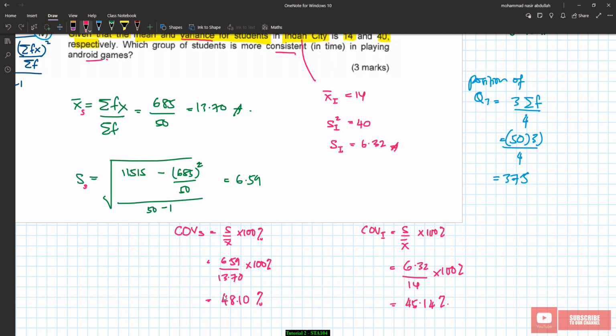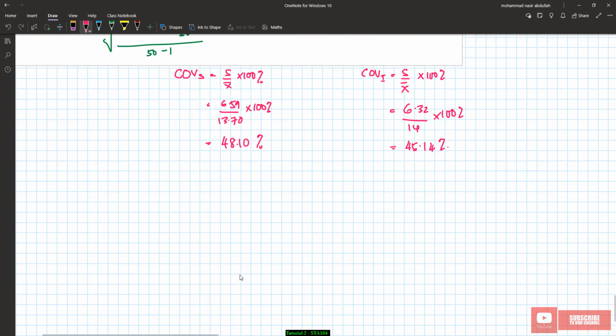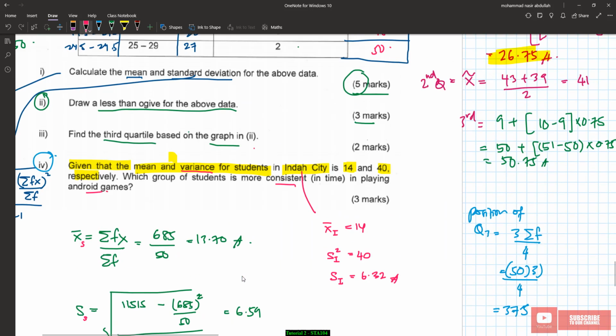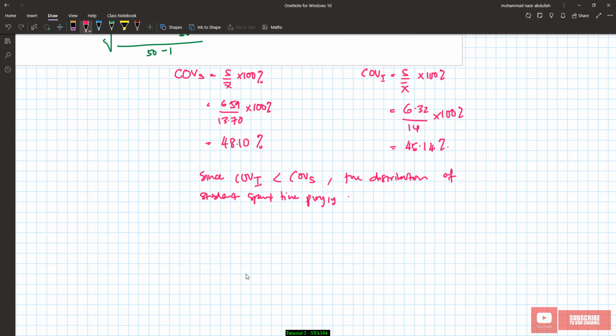Coefficient of variation, which one is lower? The city is lower, right? So we can say that since the coefficient of variation for the city is lower than the coefficient of variation for Oscillogenicity, the distribution of students' time spent playing Android games is more consistent in the city as compared to Oscillogenicity. Okay.